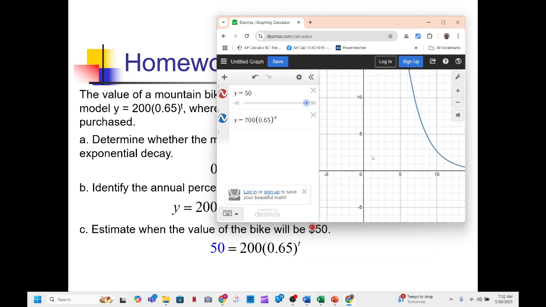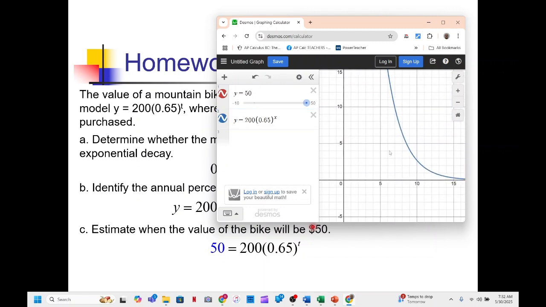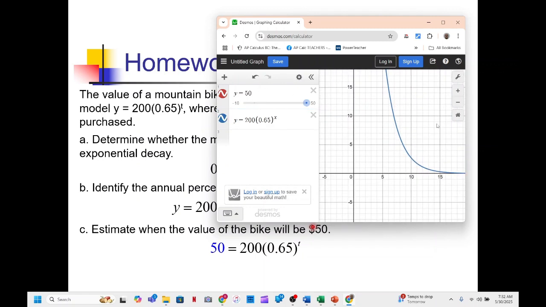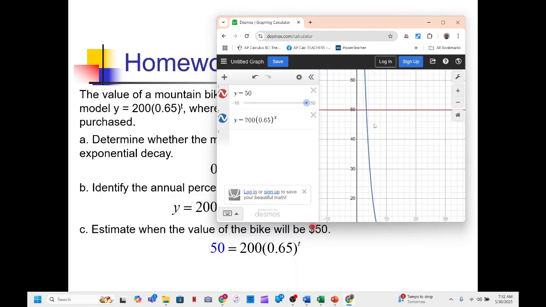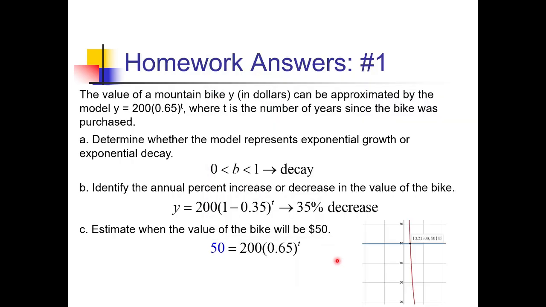And then I see a little piece of that exponential function. Let me zoom out and see where that intersects the 50 line. So if we go up a bit, zoom out, there it is, right up there. So the intersection point is 3.22-ish. So then at time 3.22 years, that is when our bike reaches a value of about $50.